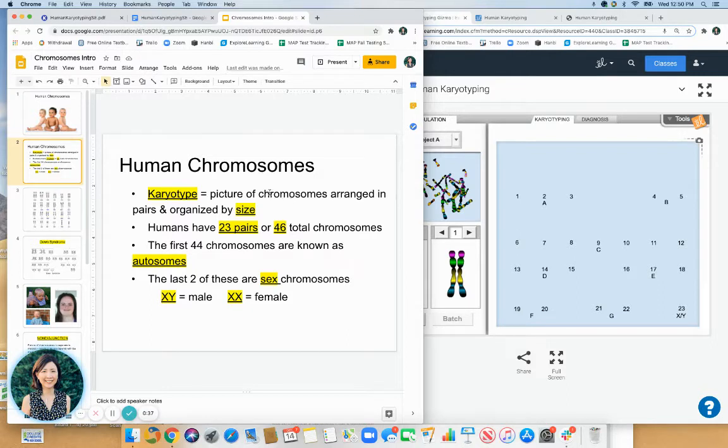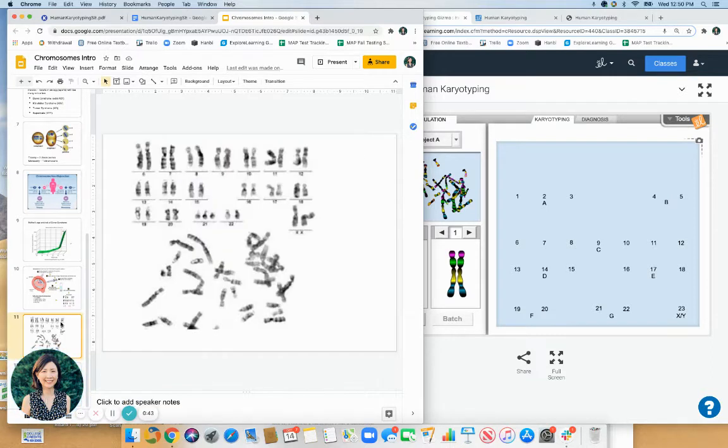A karyotype is just a picture of the chromosomes that are arranged in pairs. So this is like a karyotype right here. These are real pictures of chromosomes, and normally they're not all lined up. So what scientists do is they take a picture and then they cut them out and they line them up. Our chromosomes usually go in order of the longest to the shortest, and then we have two at the end that are called our sex chromosomes. These two, although they don't look exactly alike, are both X chromosomes.